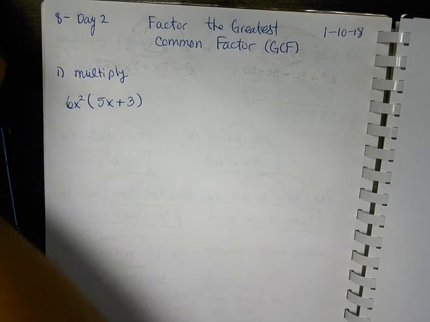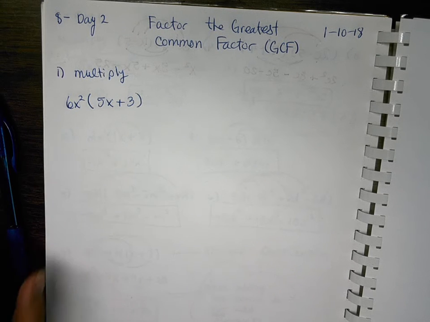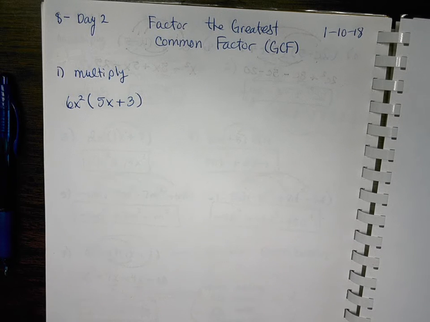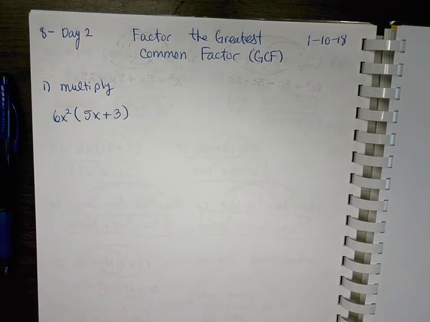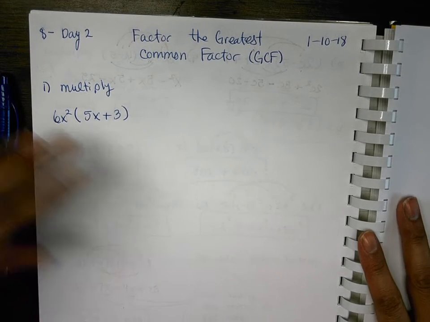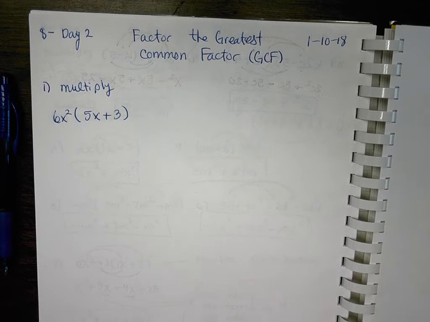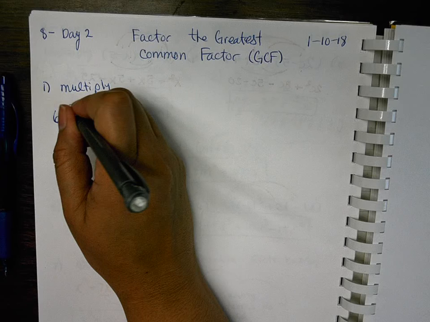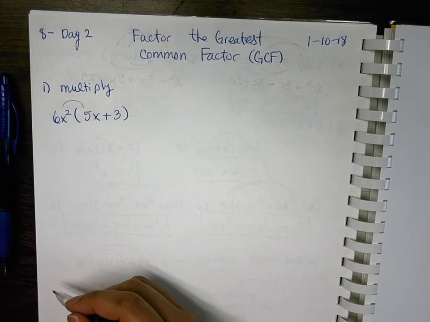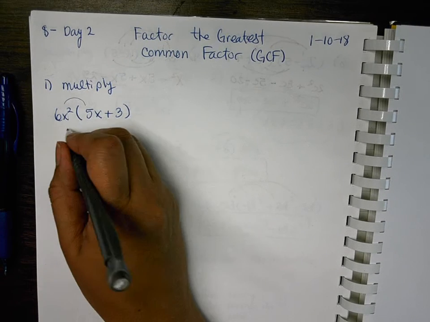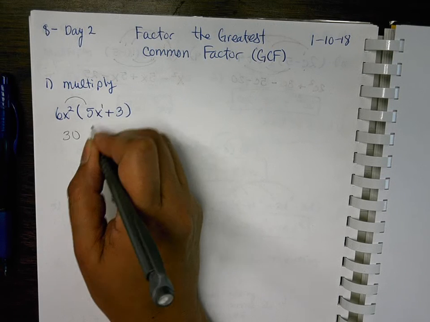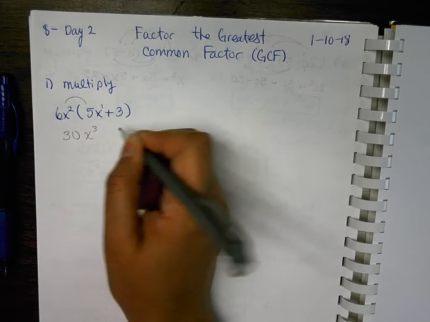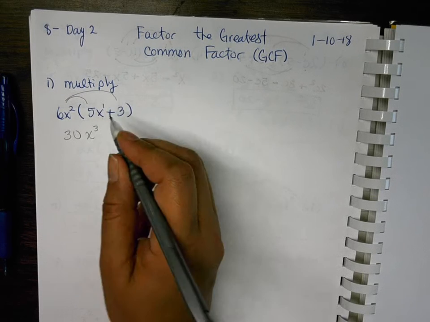All right, you ready? Okay, so we go through and we distribute. We multiply the coefficients, we've been saying that. What's 6 times 5? And then add the exponents. What's x squared times x? Okay, and then again, we do it again.